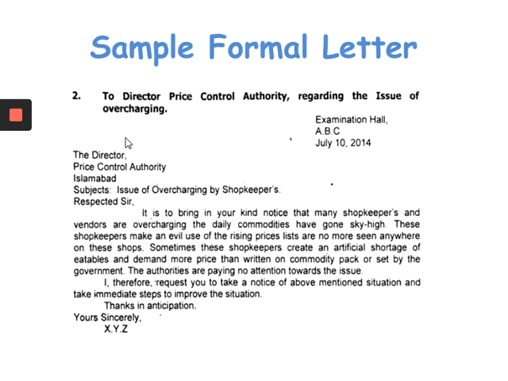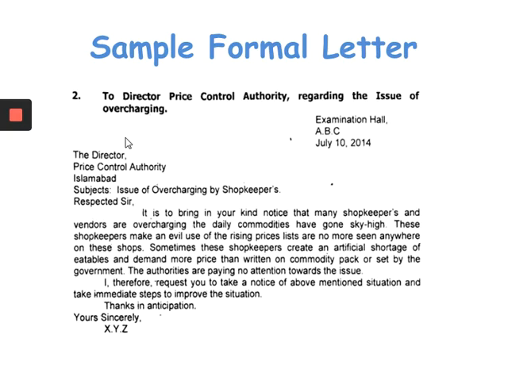I'm really sorry. Okay. The director, again, capitalize T and capitalize the title. T capital, D capital. The director, comma. Price Control Authority. And Islamabad, the city. Okay, then you write down the subject, and then colons. Issue of overcharging by shopkeepers.